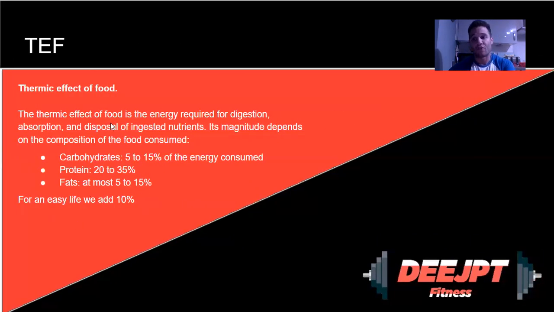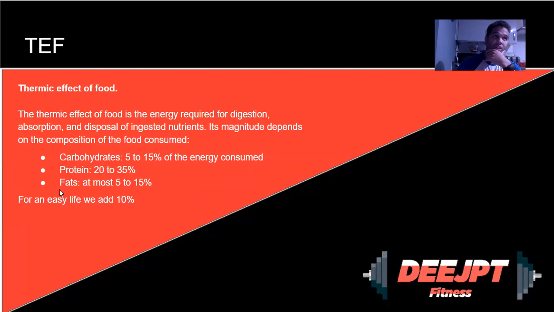So TEF, or the thermic effect of food. The thermic effect of food is the energy required for absorption and disposal of ingested nutrients. Basically, food goes into your mouth. As you chew it, as it goes down, the smooth muscle that's lining all your organs that helps push it through, the production of the stomach acid, the bile, all that kind of stuff that helps break it down, that requires energy to be able to do that process.